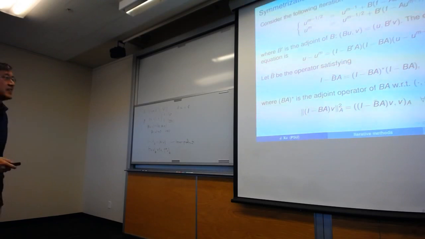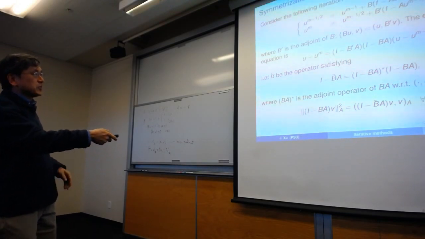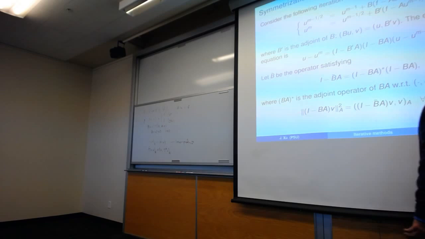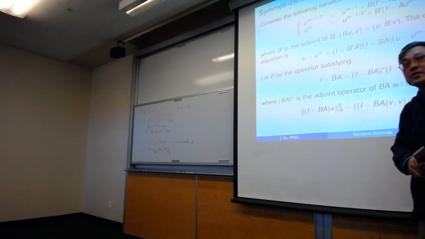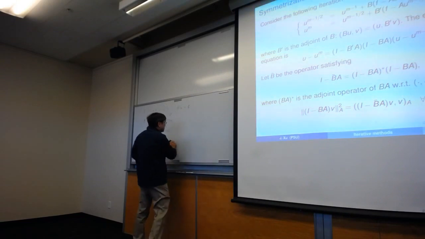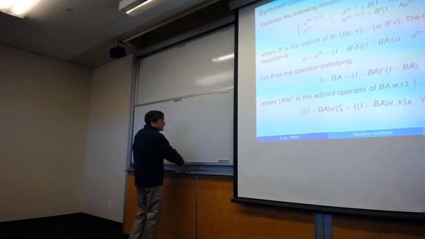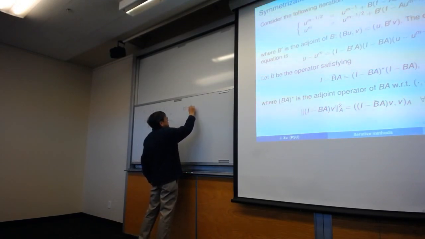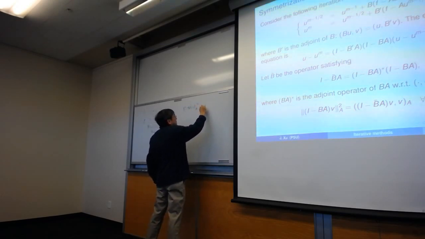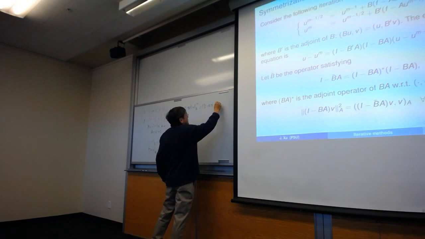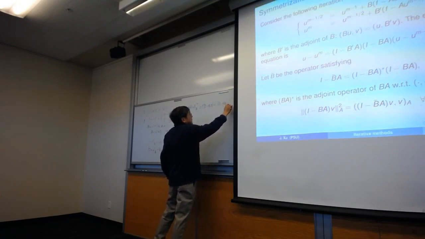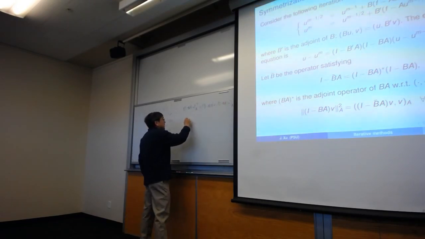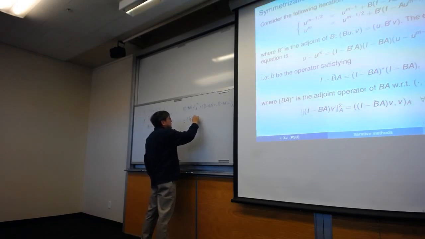Okay. Now you just do this calculation. I think I should do this calculation, right? I want to do it a little bit slowly here because I'm going to teach you something very, very important. Okay, I'm going to do this I minus BA, I minus BA. This is BA. So that's equal to I minus BA applied to V. Right? So I do the adjoint of this. Okay, I minus BA star, I minus BA.